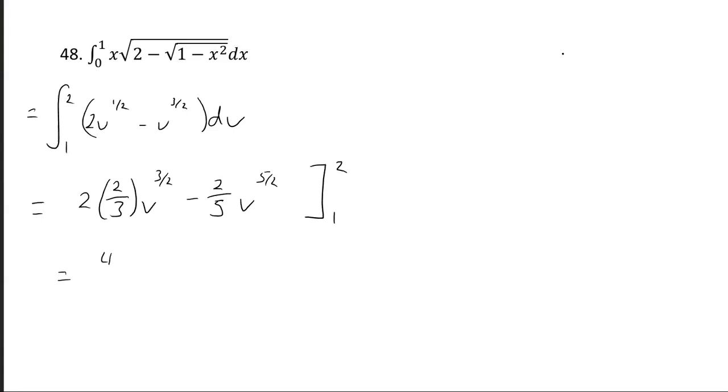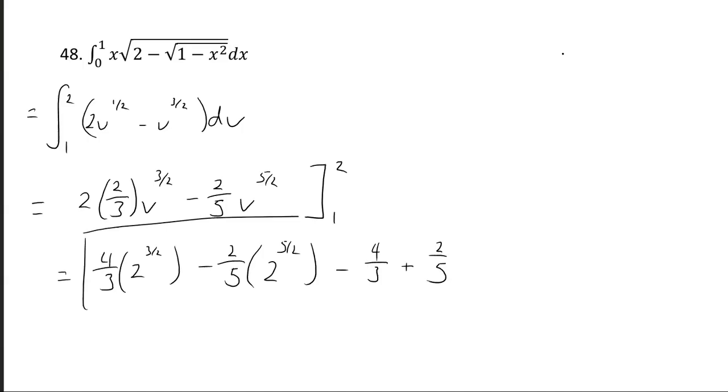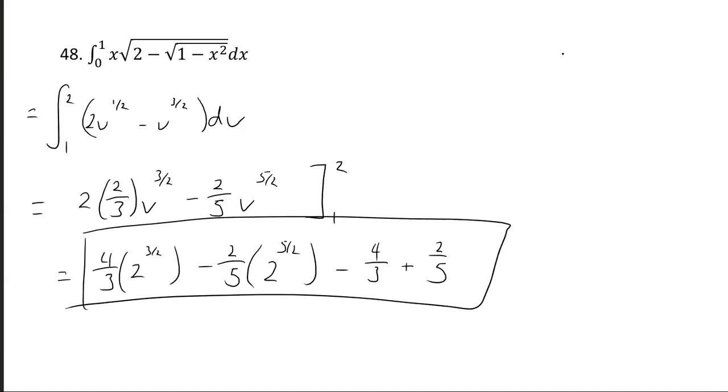So then this becomes 4/3 times 2 to the 3/2 power minus 2/5 times 2 to the 5/2 power. And then minus 4/3 plus 2/5, plugging in the lower bound. Let's box that and be done. Let's not bother simplifying that. Way too risky. Okay, so this is my answer.